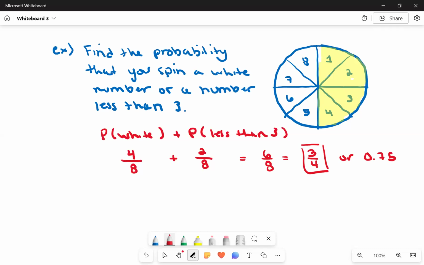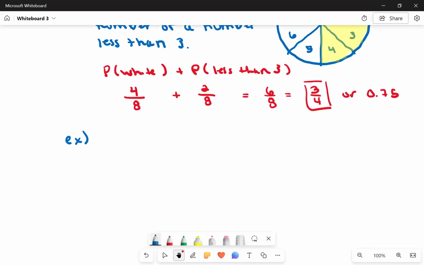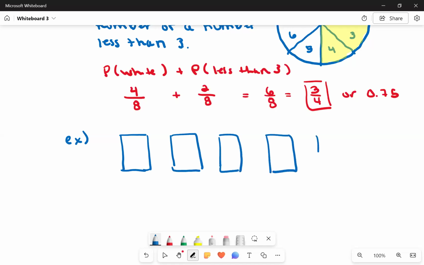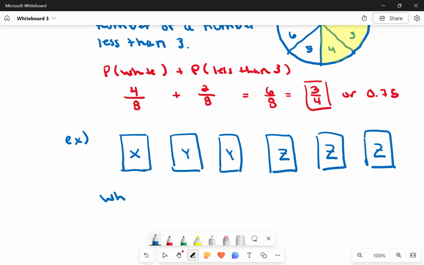Okay, one more like this, and then I'm going to show you the inclusive or. Let's say we have cards. I'm just going to draw them roughly here. So let's see, 6 cards total. Pretending those are all perfect rectangles. Okay, so we have an X on this card, a Y on the next 2, and Z on the last 3 cards.